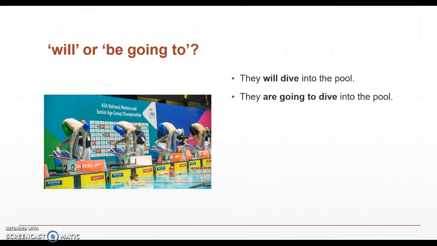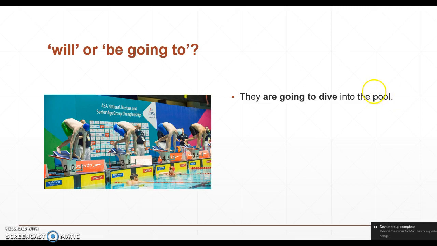So a lot of times we say that will or be going to can be used interchangeably, that they mean the same thing, but there are differences. So for example, if we look at this picture, we have the picture of the divers getting ready to jump into the pool. We want to choose which one of these sentences is going to accurately reflect this picture. Is it the first one, they will dive into the pool, or they are going to dive into the pool? The actual answer is they are going to dive into the pool.